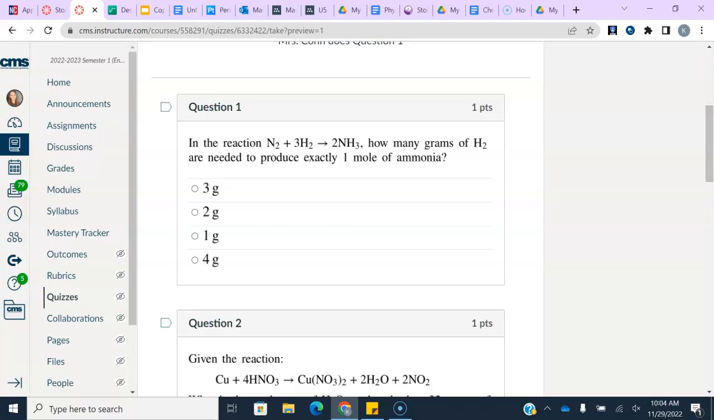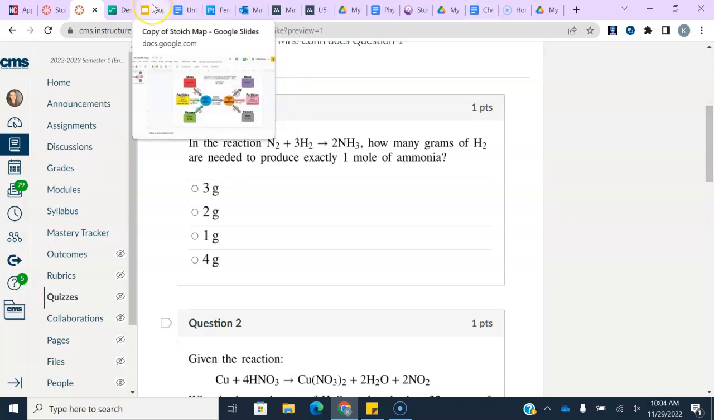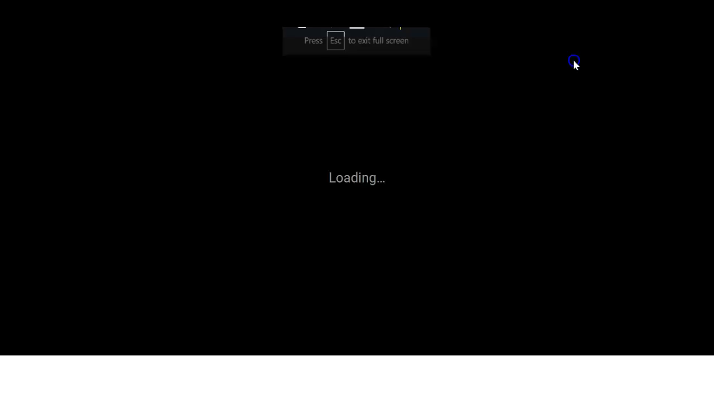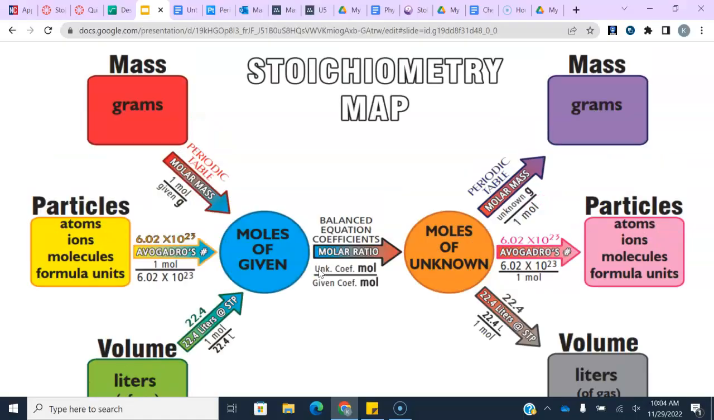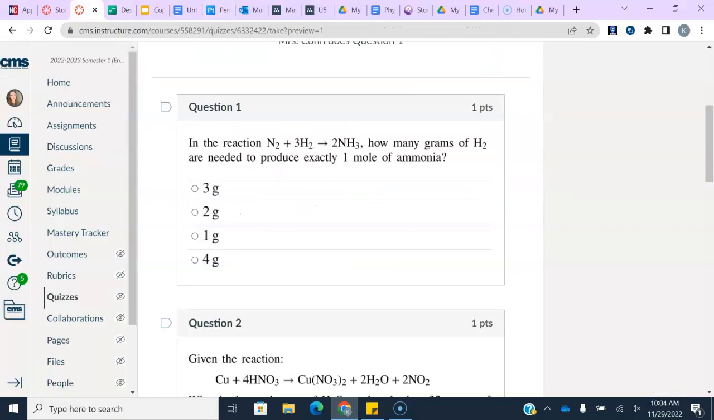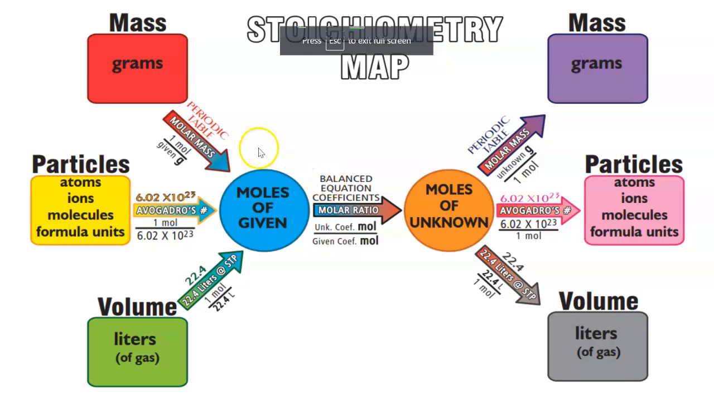So I'm going to bring up my map and we're going to look at where we're starting and where we're going. Okay, so in this case, we're starting with moles. So we're either going to be starting here or here, right? Well, we're starting with our moles of our given, right? Because we're going to be given those moles because it said 1 mole of ammonia, okay? And then we want to end up with our grams of, what was the problem? Sorry, I don't remember. Grams of H2. Okay, so we're looking at for grams of H2. So we're starting with moles of ammonia and we're going to grams of H2.